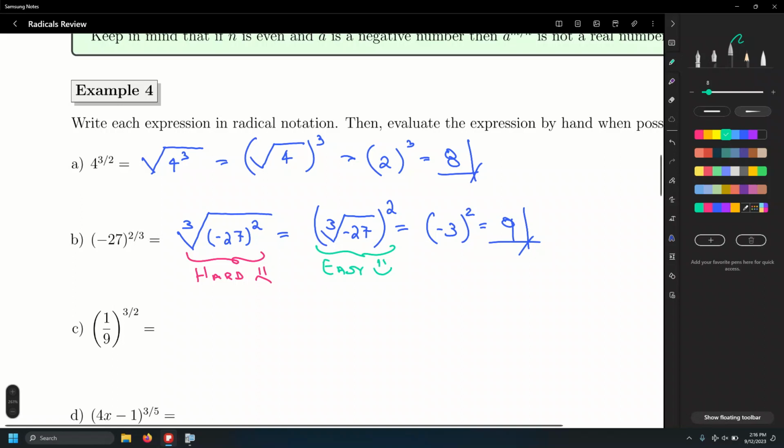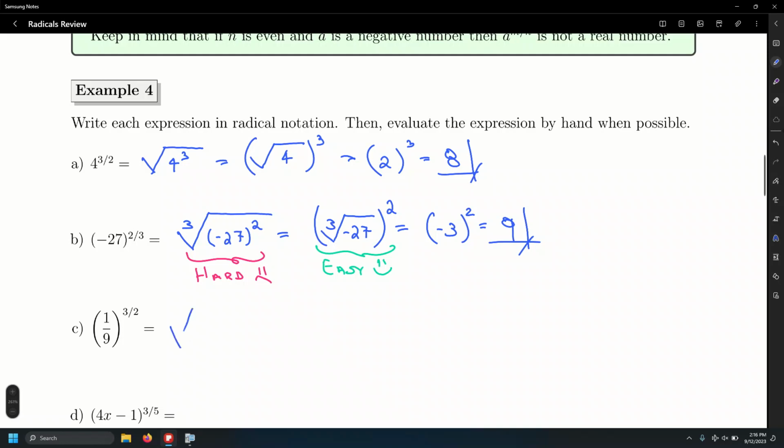What about this one? 1/9 raised to the 3/2. Number 1, let's write it as the square root of 1/9 cubed. And you don't want to raise 1/9 cubed, because again, 9 cubed is going to take us back to the 729. So instead, take the square root of 1/9 first, whatever you get, cube it. And what's the square root of 1/9?